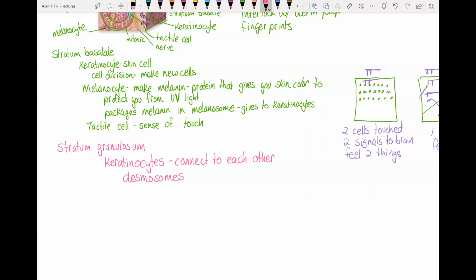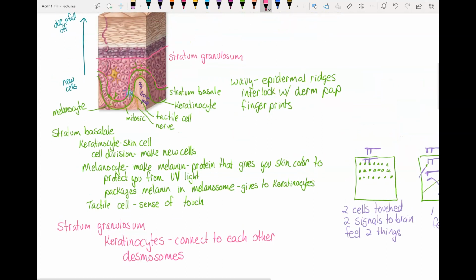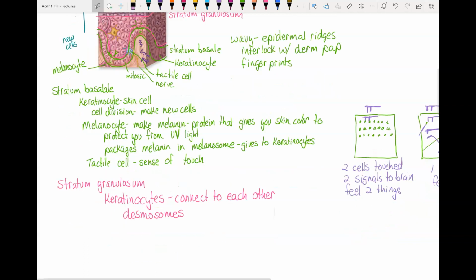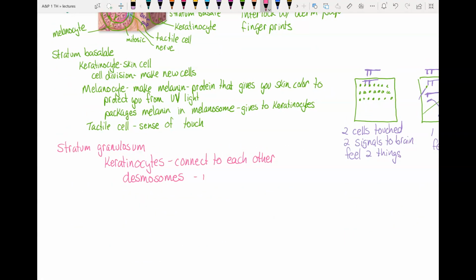Think about the button on your pants. That is what a desmosome is like. The desmosome connects two neighboring cells to each other. So all around, they're forming several desmosomes with all of their neighbors so that they're all connected together. And this is what makes your skin one continuous sheet of tissue.